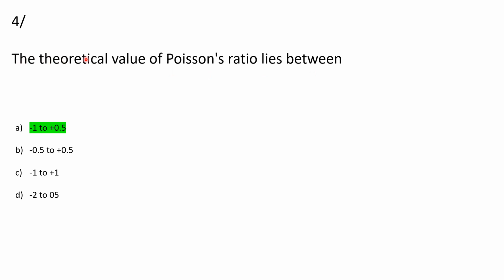Then, the theoretical value of Poisson's ratio lies between, and the options are minus 1 to plus 0.5, minus 0.5 to plus 0.5, minus 1 to plus 1, and minus 2 to 0.5. So here the correct answer is minus 1 to plus 0.5.